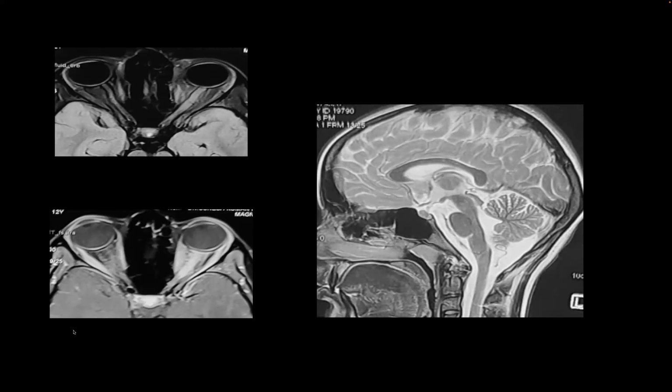Do we know how her MOG testing was done the first time in 2019? Was it done with a live cell-based assay? We don't have that, ma'am. So this time we have sent it to Amrita lab.